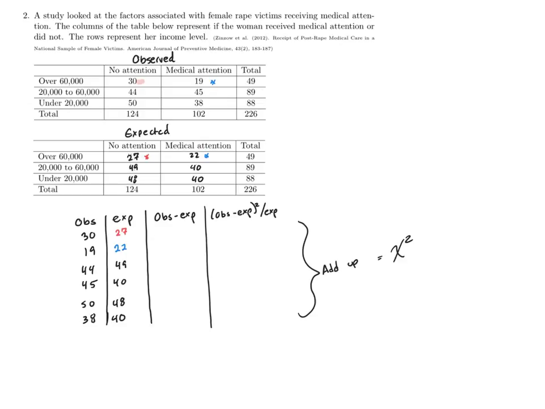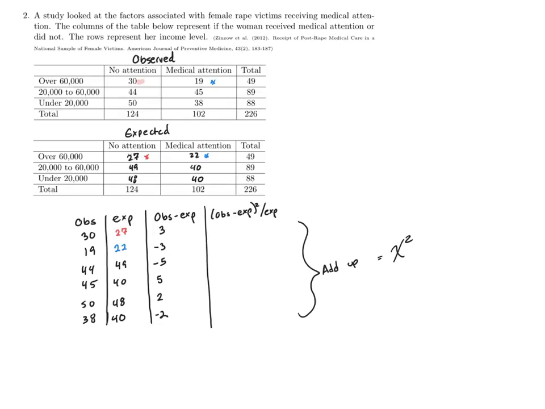It's important to match them up, so I find the difference between, in that exact instance, my observed and my expected. So that is, I had 30 women who made over $60K a year and did not receive medical attention. I expected it to be 27. The difference between my actual and my expected is 3. Tracing it down the entire way, you're going to notice I get negatives and positives.